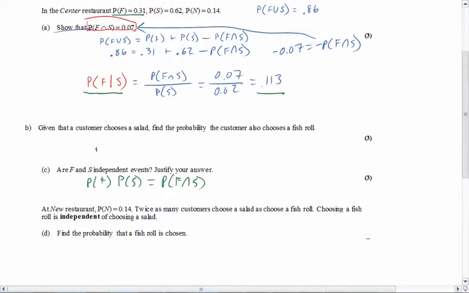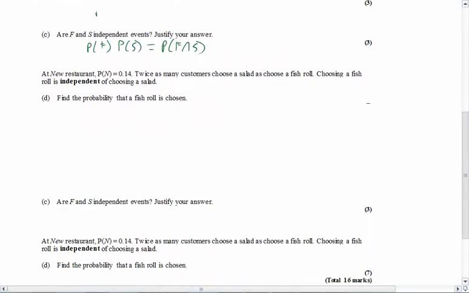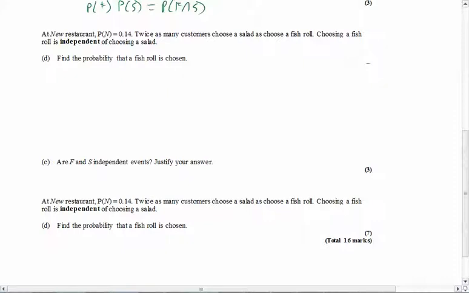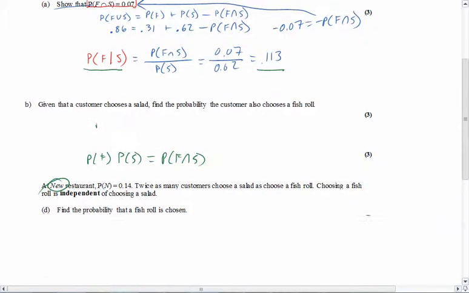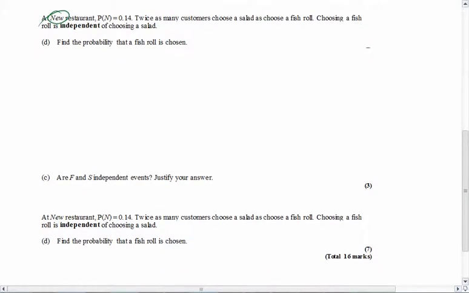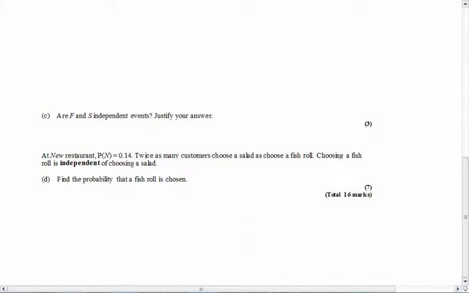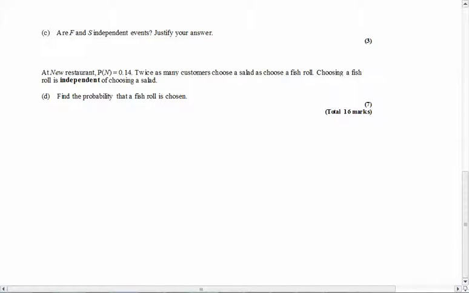Okay, so now we're on to letter D. At new restaurant, PN equals 0.14. Twice as many customers choose a salad as choose a fish roll. Choosing a fish roll is independent of choosing a salad. This is a different restaurant. You may not use the numbers from center restaurant to describe new restaurant. Okay, these numbers all apply to center. You may not use those numbers again. If you use those numbers, you get 0 points. Okay, so we're going to totally ignore everything that just happened because it's not helpful here. We're going to look specifically at the information we have.